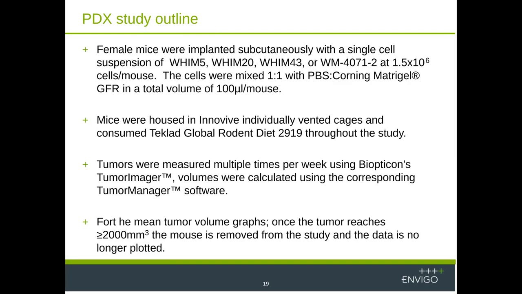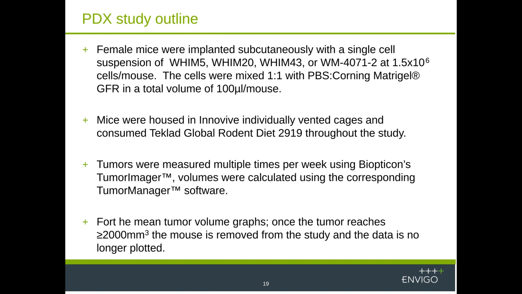So the outline of these studies were that female mice were implanted subcutaneously with a single cell suspension of the PDX, so WIM5, WIM20, WIM3, which are the breast cancer PDX models utilized, or WM4071-2, which is the melanoma PDX model utilized. At 1.5 million cells per mouse, the cells were mixed 1-to-1 with PBS and Matrigel, and the total injection volume was 100 microliter per mouse.